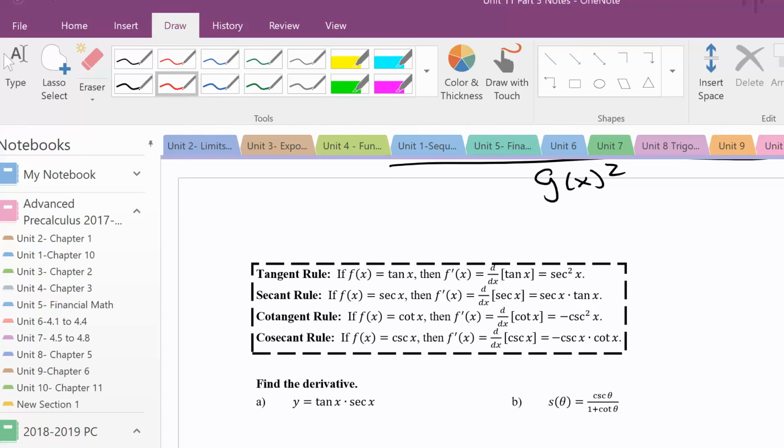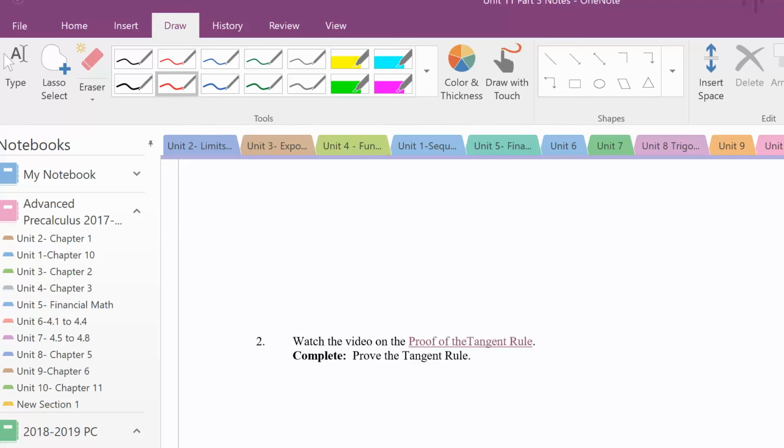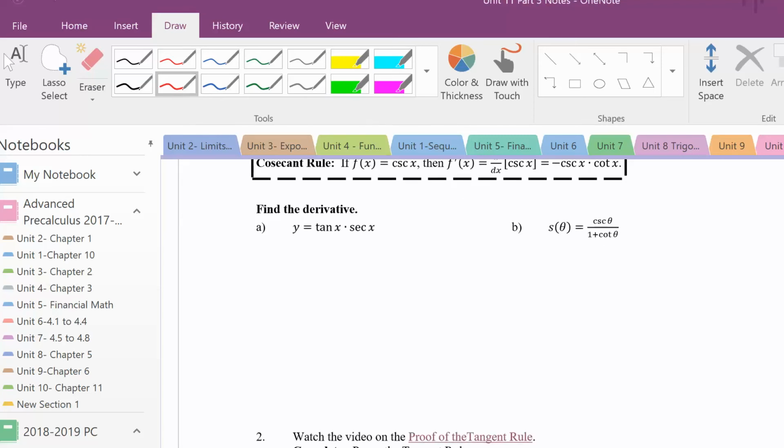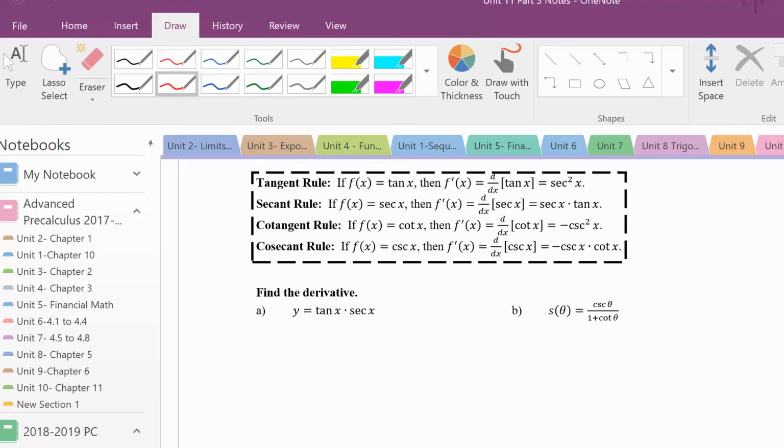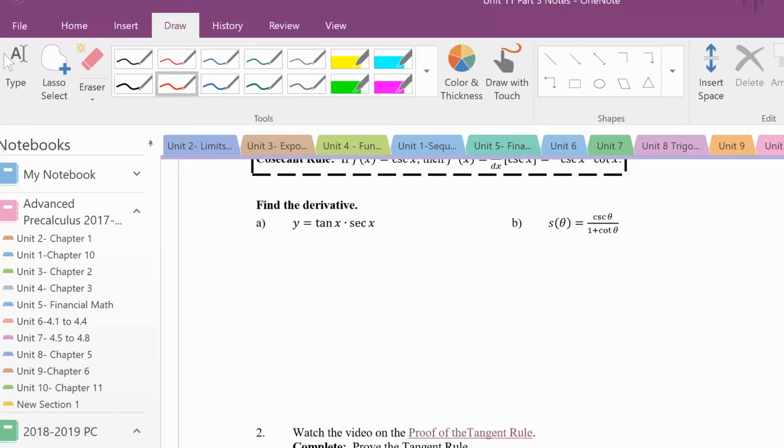All right, welcome to the second video for part 3, finding the derivative using tangent, secant, cosecant, and cotangent rules. The rules are up there at the top of your notes. We'll prove those later. So finding the derivative here, we can use the product rule.